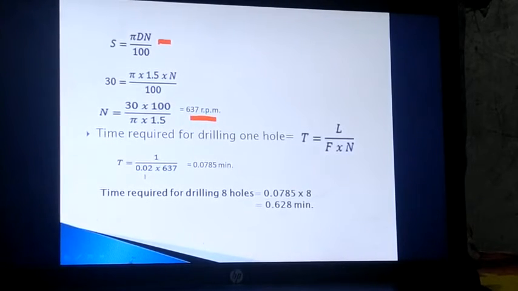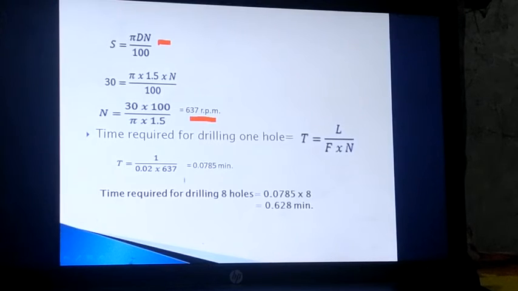So we have to calculate 0.02 centimeters per revolution and 637 rpm. So by using the calculator, we can simply calculate the machining time as 0.0785. This is the time required to produce one hole.